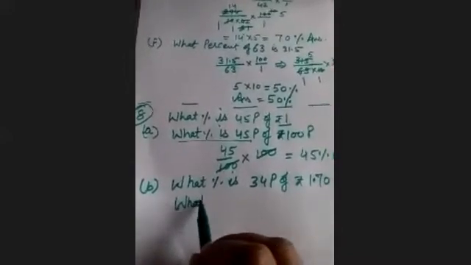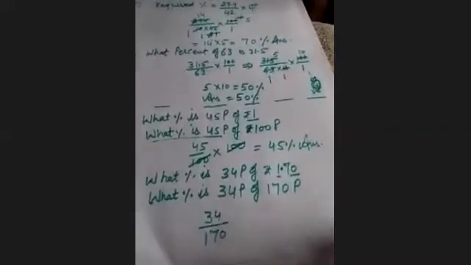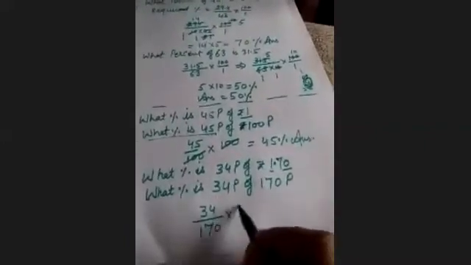Clear students? First we'll write as what percent is 34 paise of, now in rupees 1 and 75 paise we have 170. Clear students? Now solve this part. 34 into 170 multiply by 100.